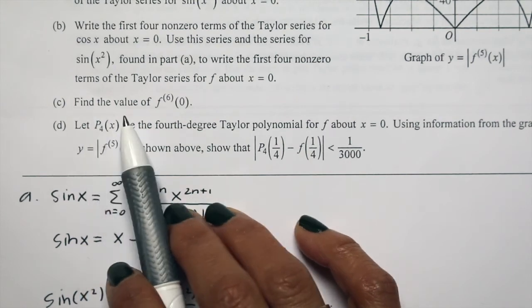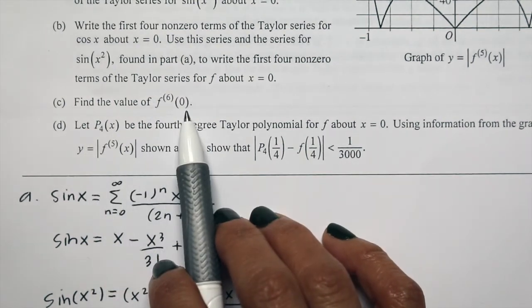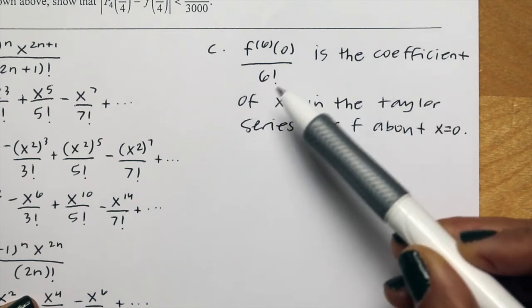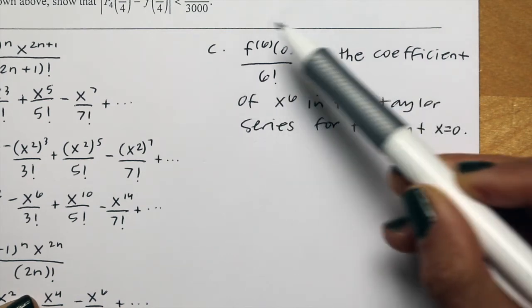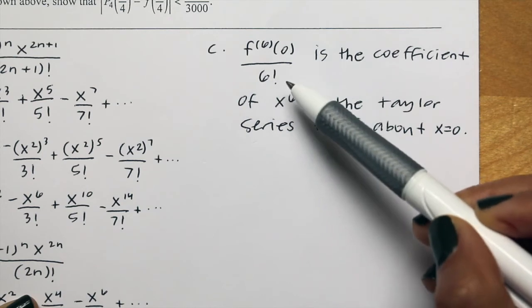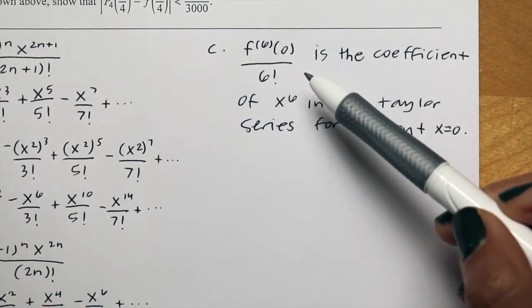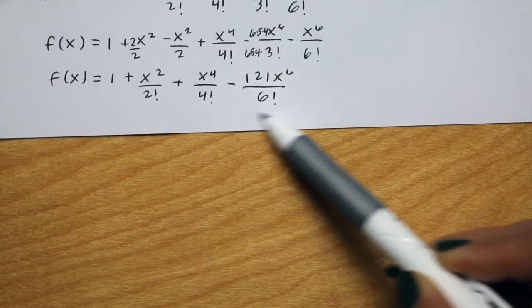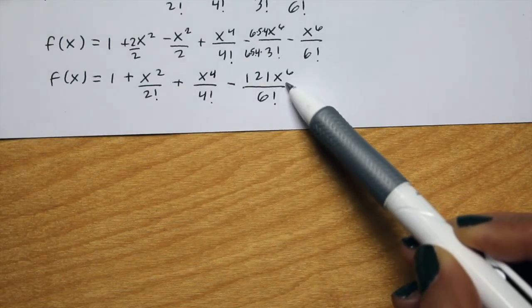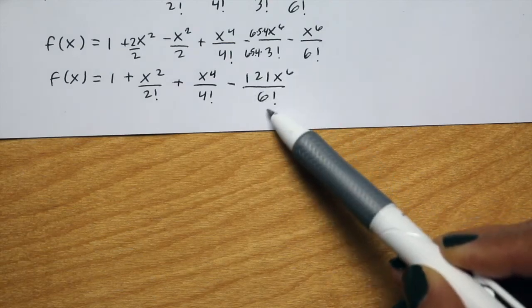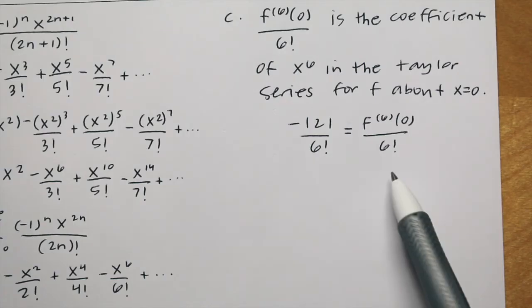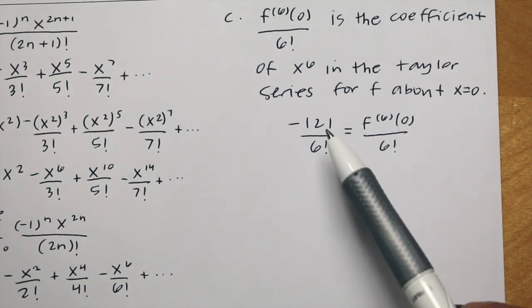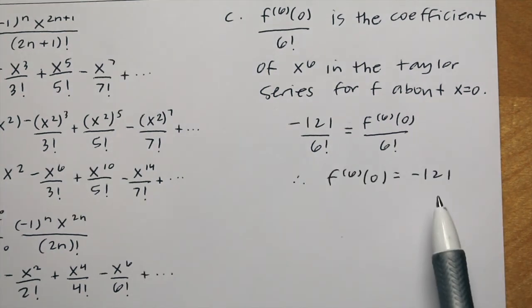Part C says find the value of the 6th derivative of f at 0. To find the coefficient of the x to the 6th term, it's going to be the derivative on top divided by 6 factorial. And again, that's straight from the formula for a Taylor series. So here's our formula for f, and if we focus in on this x to the 6th term, you have negative 121 over 6 factorial. So when we set these equal to each other, you see that the 6th derivative of f at 0 is going to equal negative 121. All right, so you get negative 121.